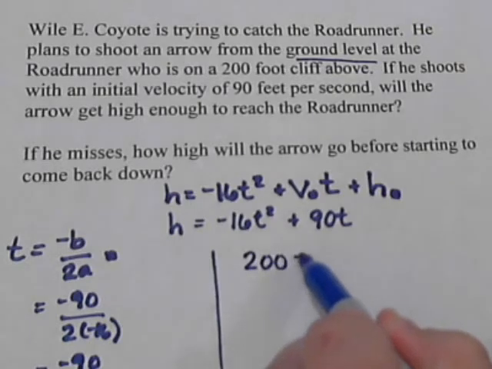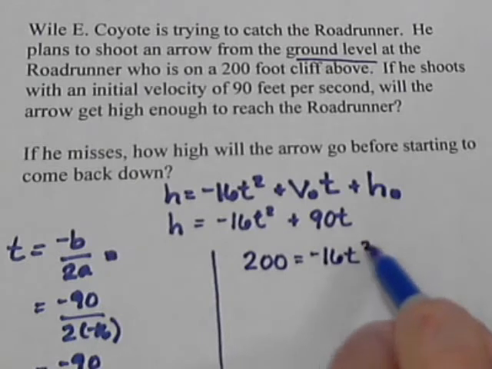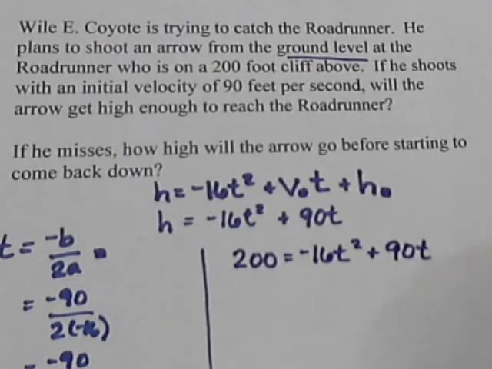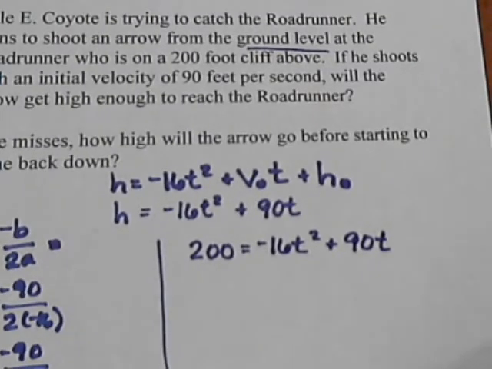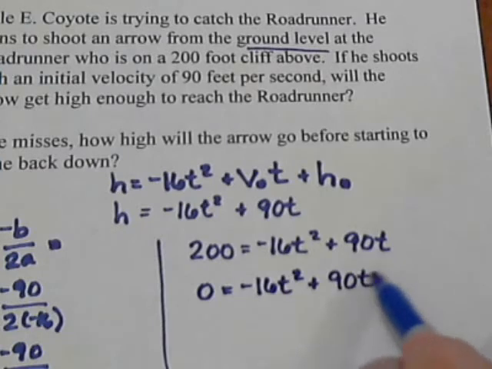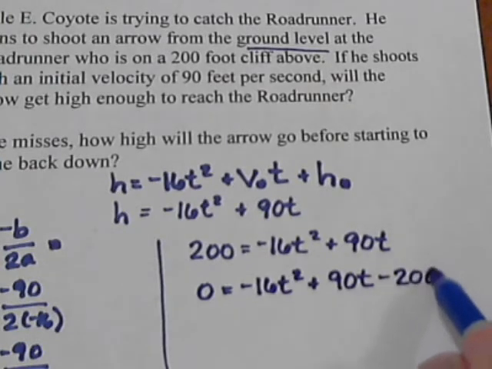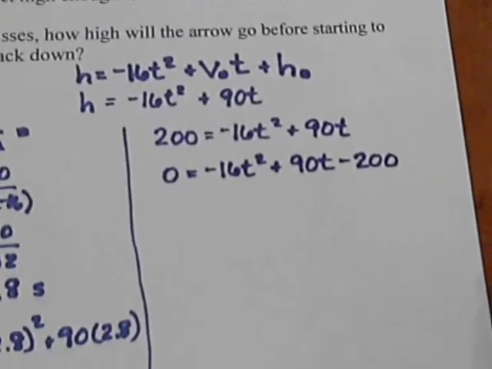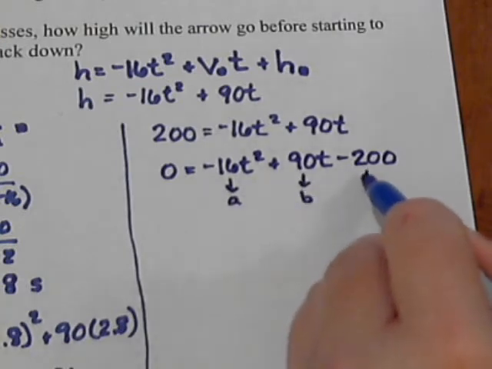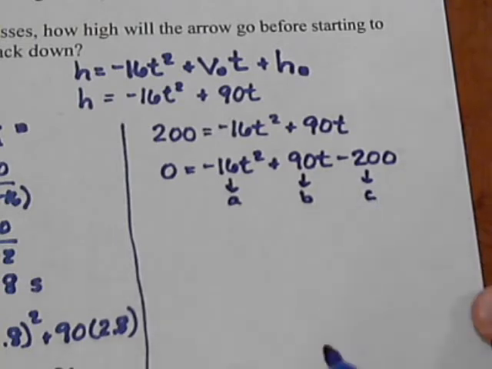So let's see what that gives us. We'll have 200 equals negative 16t squared plus 90t. Now this is a quadratic, and to solve it we're going to use the quadratic formula. But in order to do that, we've got to make one side equal 0. So I'm going to take this 200 and move it over to the other side. That leaves me with 0 on the left, negative 16t squared plus 90t minus 200. So we have our a, b, and c, remembering the negative goes with the 200.